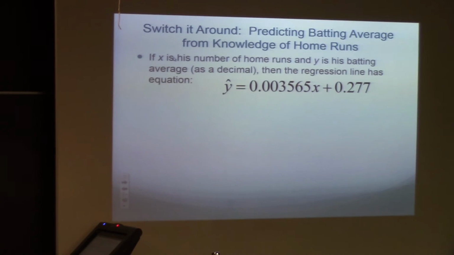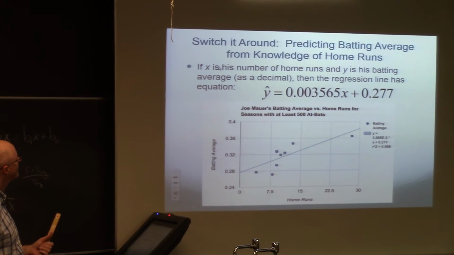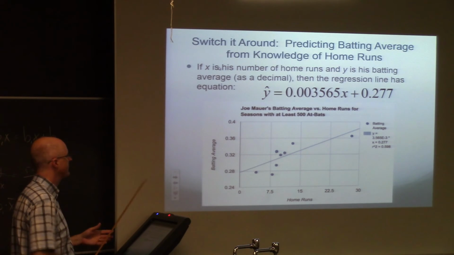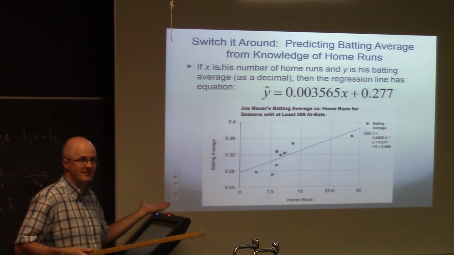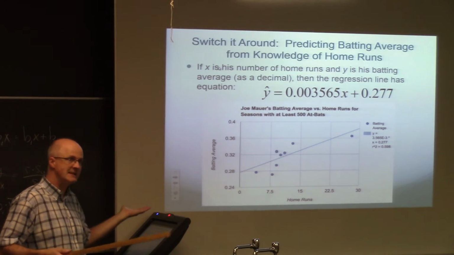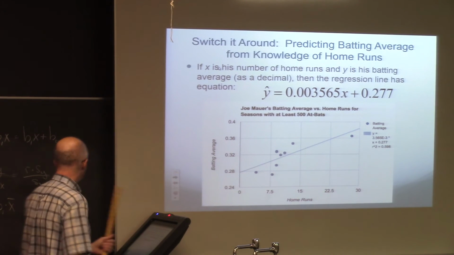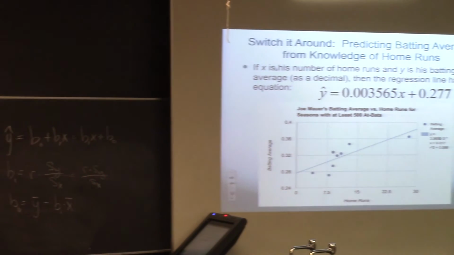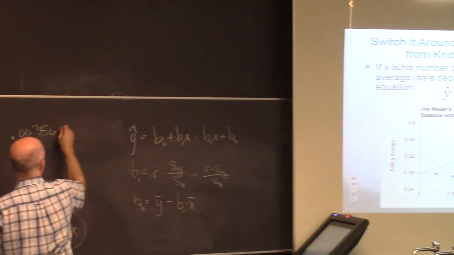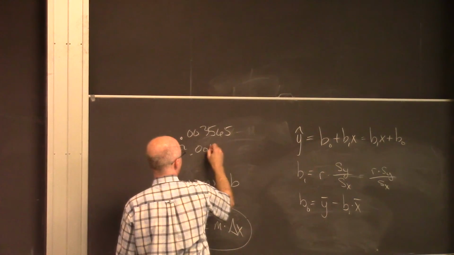You can also switch it around. You can also try to predict his batting average from his home runs. So now I made home runs the X and the batting average the Y. The equation is different. You should expect it to be different. I switched around the roles of X and Y. The slope here does have a little bit more understandable meaning, I think. Let's just say it's approximately 0.004.